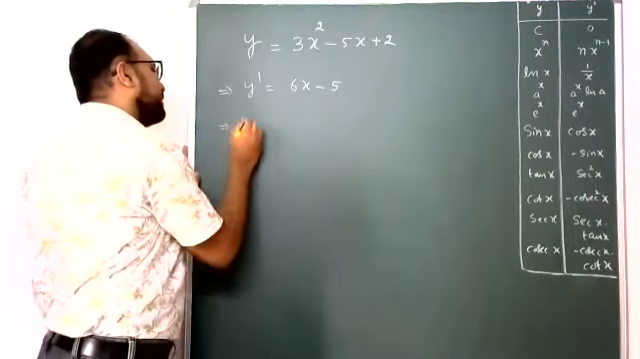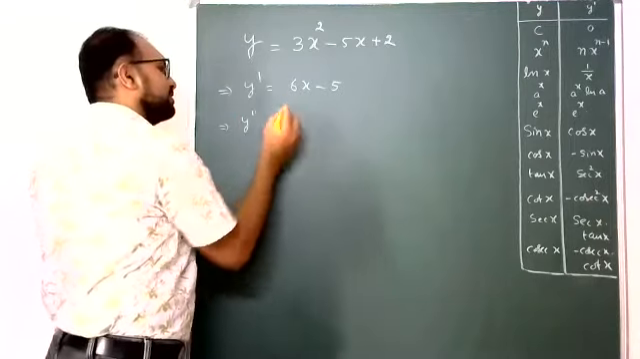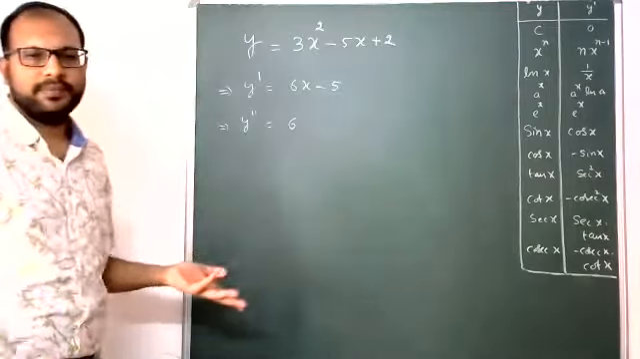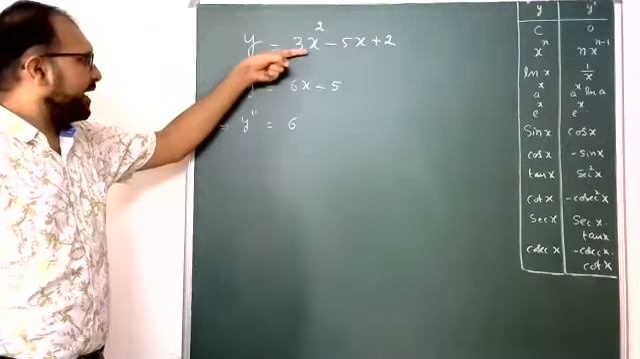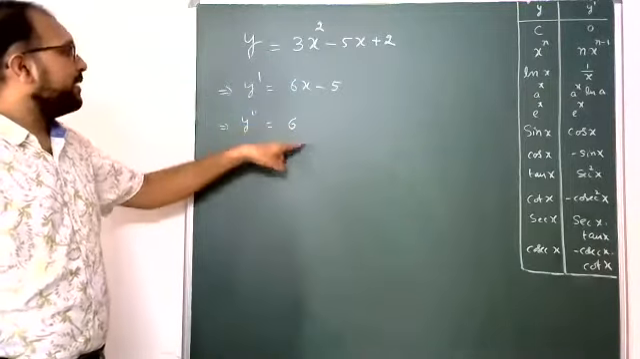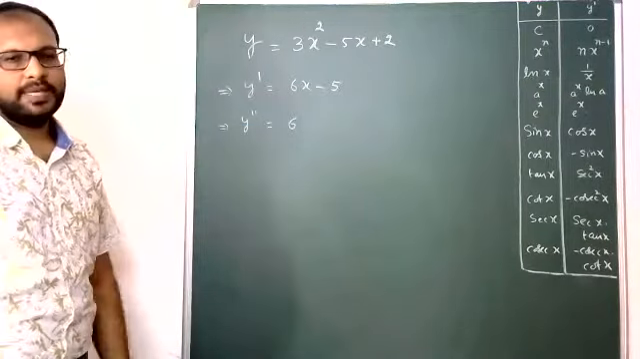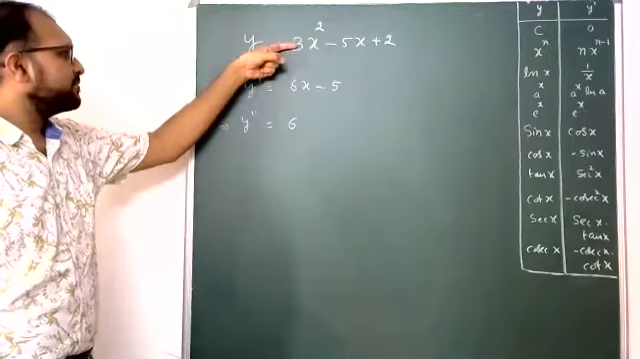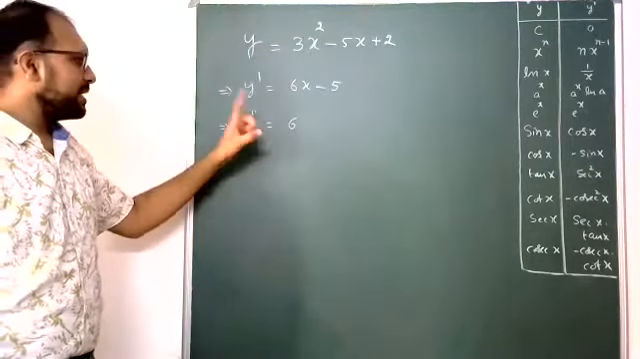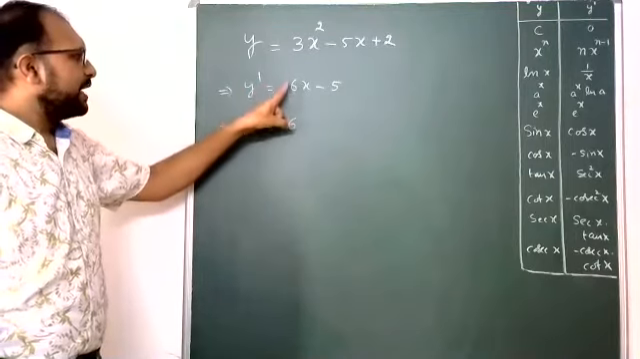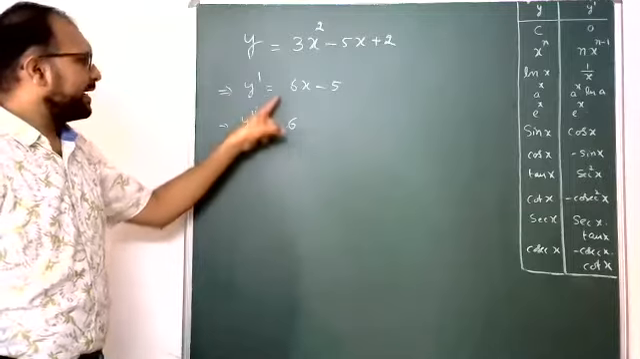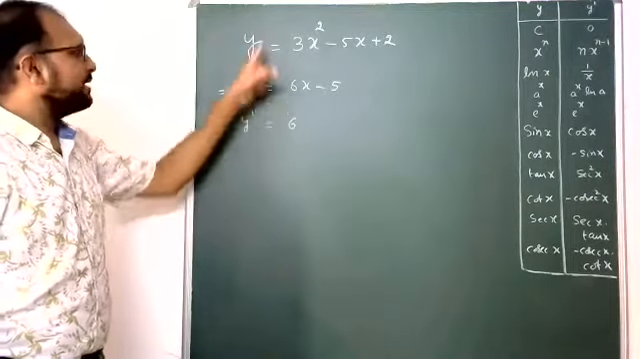What is the second derivative of this? Only the 6, because the derivative of minus 5 is 0. So this is the first derivative of this function, and this is the second derivative of this function. Second derivative means indirectly it is the first derivative of this, it is again a derivative of this function.